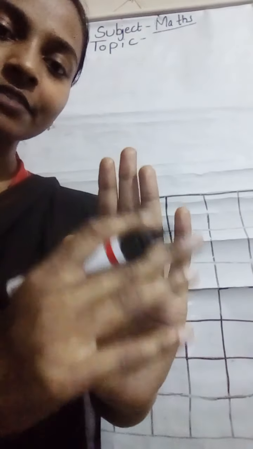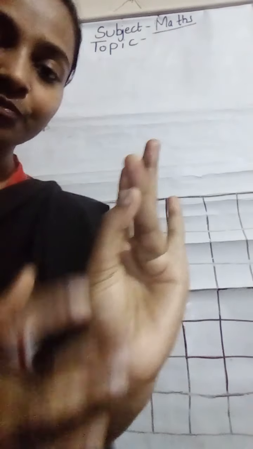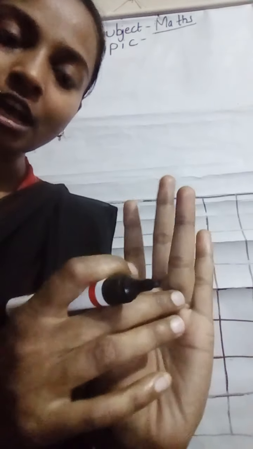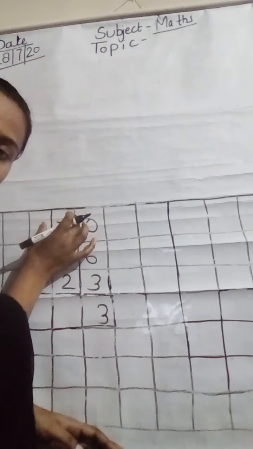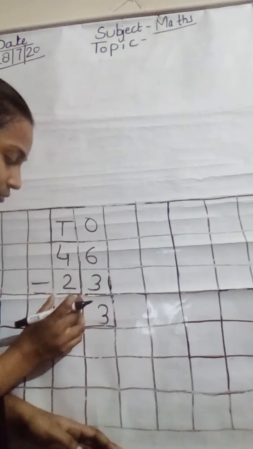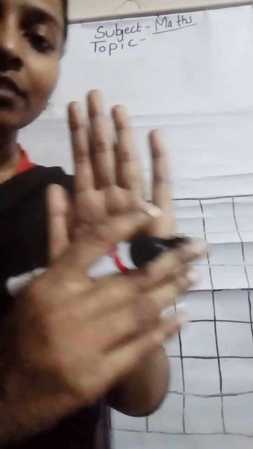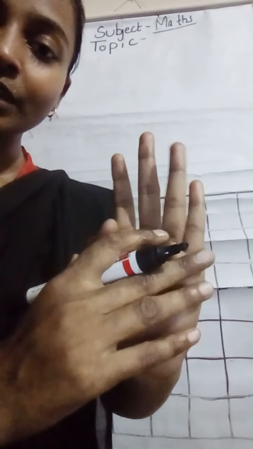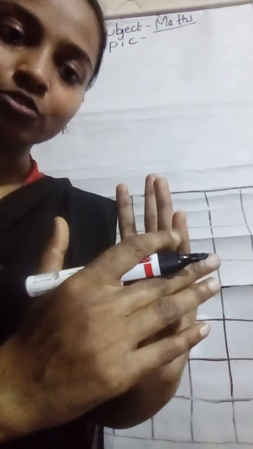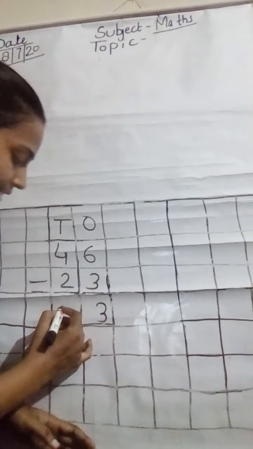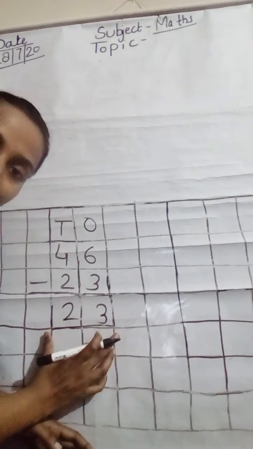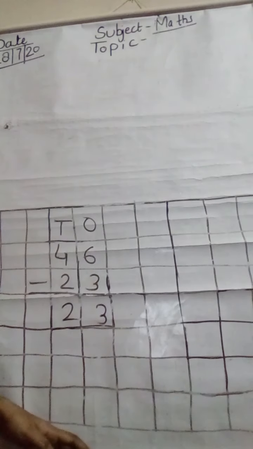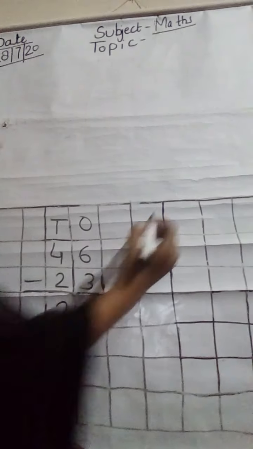So 6 minus 3: 1, 2, 3, 4, 5, 6. 6 minus 3, so we go backward: 1, 2, 3. How many lines are left? 3 lines are left. Now children, the second is the tens column. So 4 minus 2: 1, 2, 3, 4, minus 2, 1, 2. How many lines are left? 2 lines are left. So what is the difference? The difference is 23.